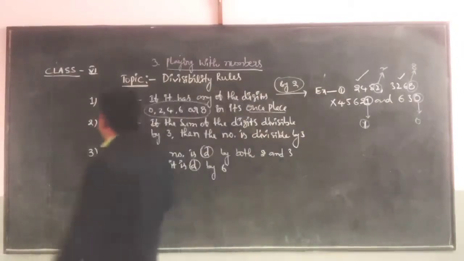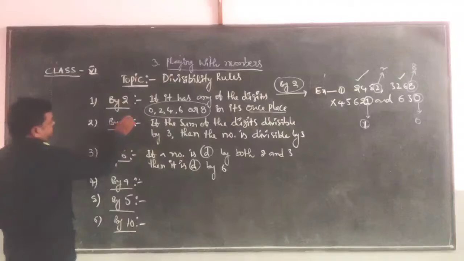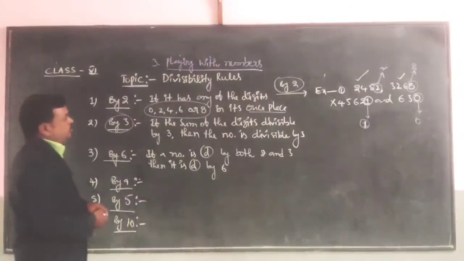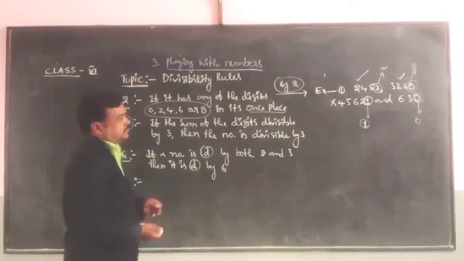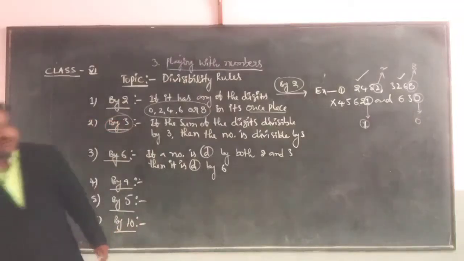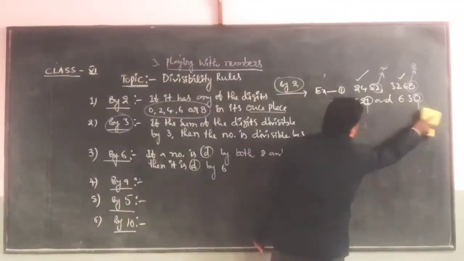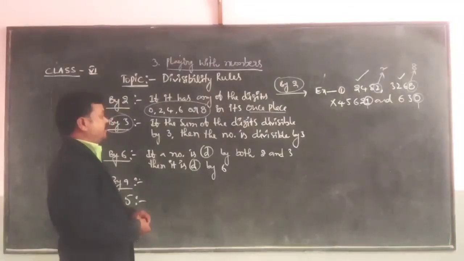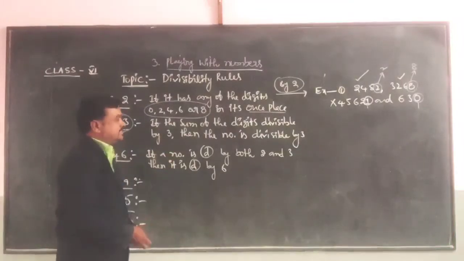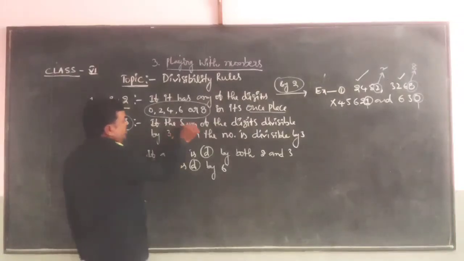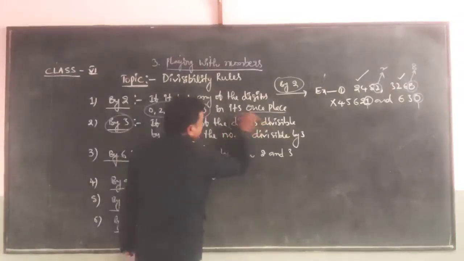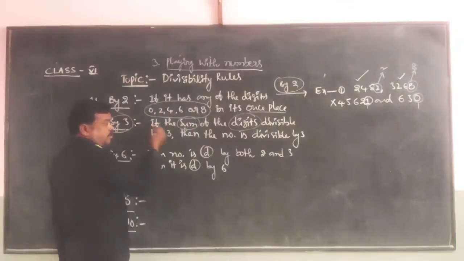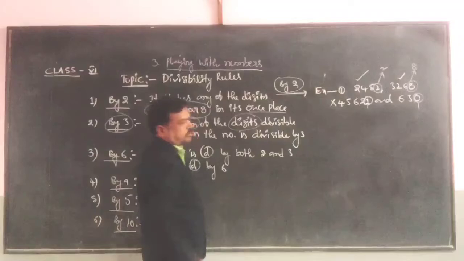The next is by 3. The divisibility rule for 3. Here also we can say, without doing the actual division method, whether the given numbers are divisible by 3 or not. Before that, we have to learn the definition. What is the definition of the rule for 3? If the sum of the digits is divisible by 3, then the number is divisible by 3.